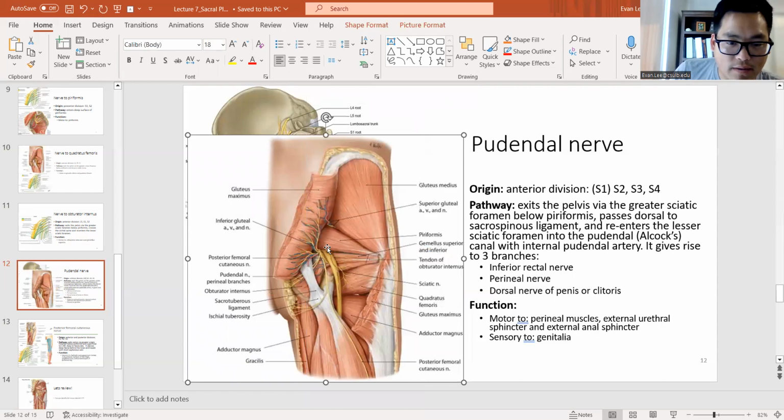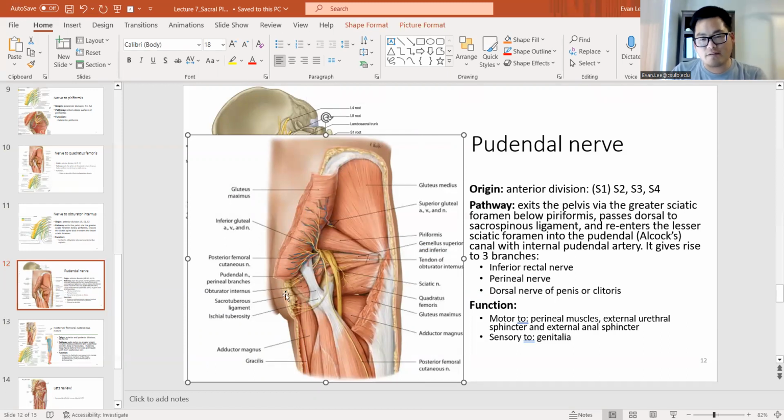So it's going to be coming out from under the piriformis region as well. But then it's going to go under the sacrotuberous ligament and then into the genitalia region. So it's going to be going along the bottom of the piriformis. It's going to be traveling under the sacrospinous ligament or the sacrotuberous ligament, and then it's going to be going inwards to the genital region.